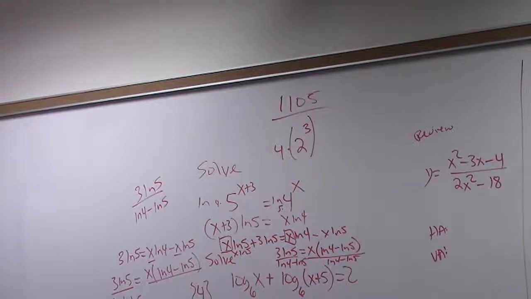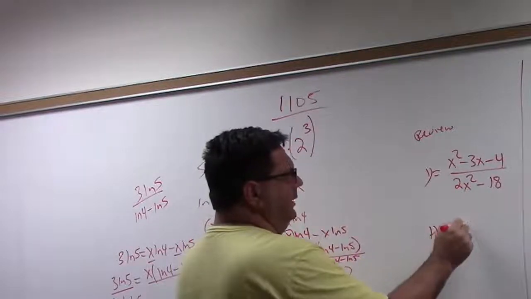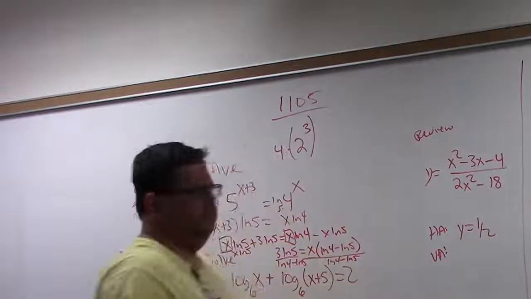All right. Questions, comments, concerns? All right, how about horizontal asymptote? Who remembers what it means to have a horizontal asymptote? The powers are the same. It's the numbers in front, right? Powers are the same, it's the numbers out front. So this is x squared, this is x squared, the horizontal asymptote is y equals 1/2.